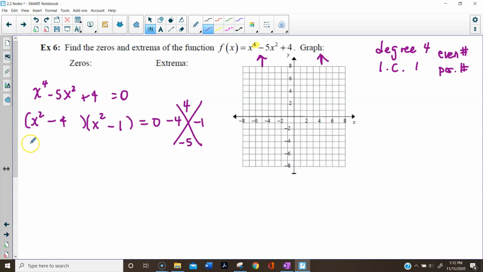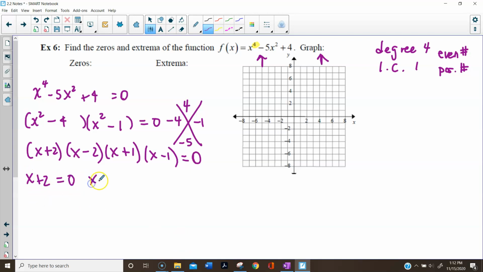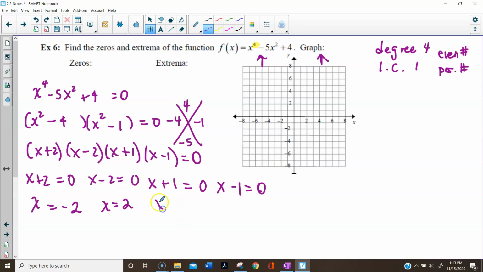Now these are both a difference of 2 squares. So here I have x plus 2, x minus 2, x plus 1, x minus 1 equals 0. So you would take each of those factors, set them equal to 0 using the zero product property, and then you can just figure out what x equals. So if I set each of those equal to 0, I get x equals -2 when I subtract the 2. I get x equals 2 when I add the 2. x equals -1, subtract the 1, and x equals +1.